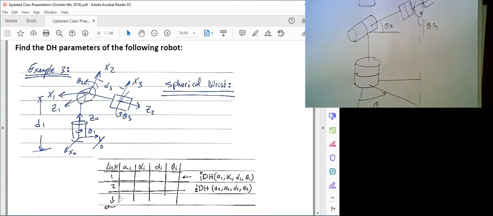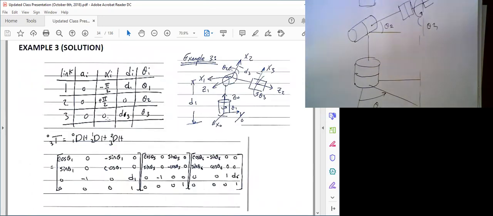The third row would be simply the homogeneous transformation between the second and the third frame, which is simply a translation. Here we have a distance of simply D3, and then theta 3. Let's actually look into it.